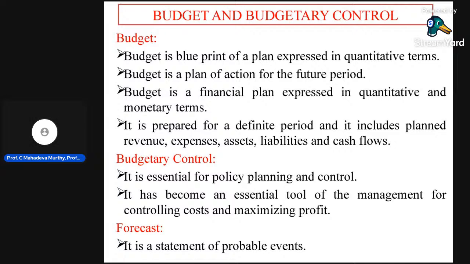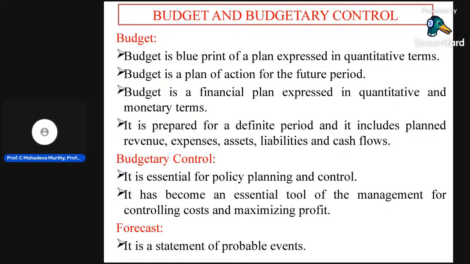Budgeting and budgetary control: how to control that? The next concept of budget is a plan of action for the future period. That is a plan of action, a plan for next year or future period. That is nothing but the meaning of budget. Then budget is a financial plan expressed in quantitative and monetary terms. Every transaction in a budget is measured in terms of money. It may be 10 crores, 1,000, 50,000, 50 crores.